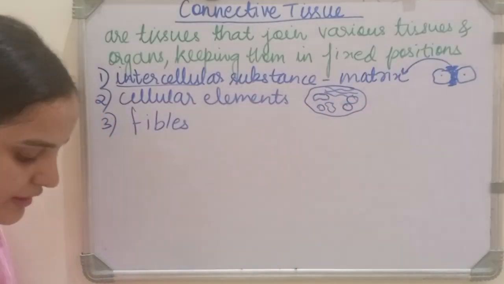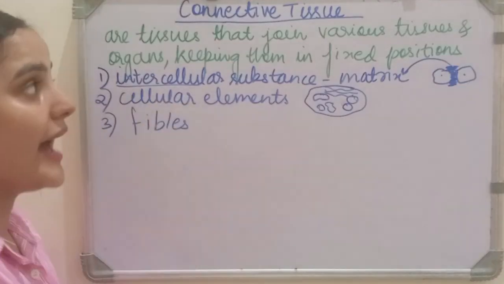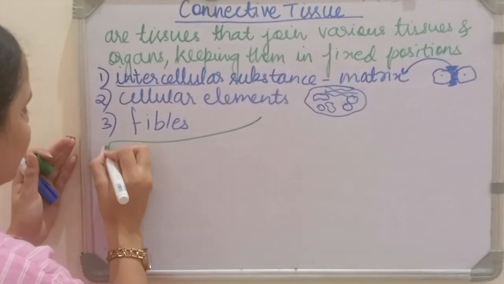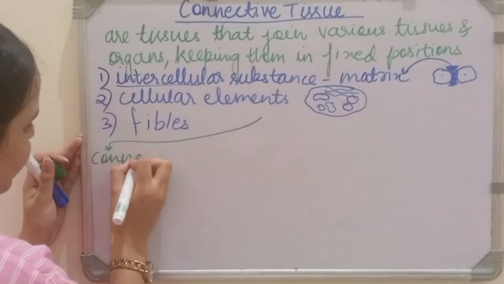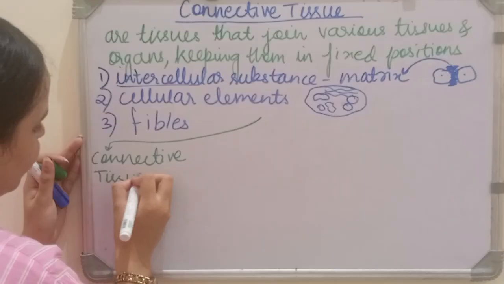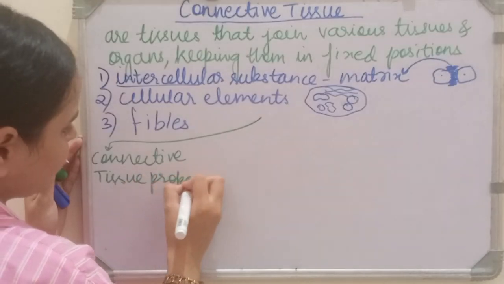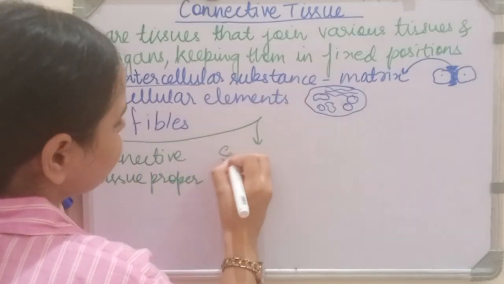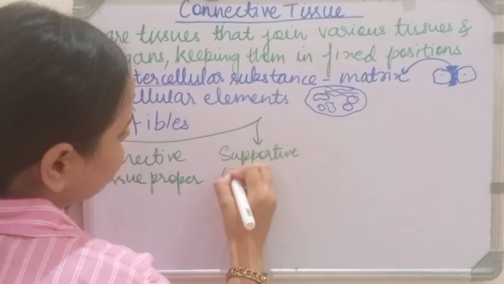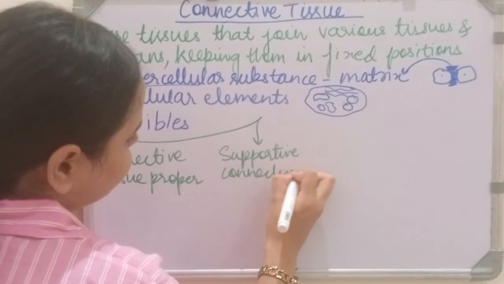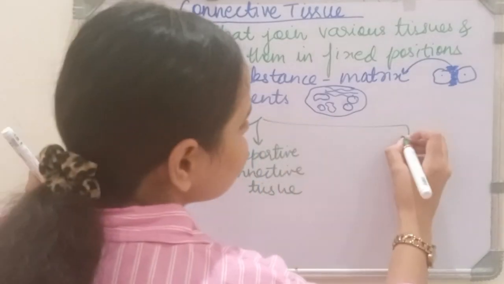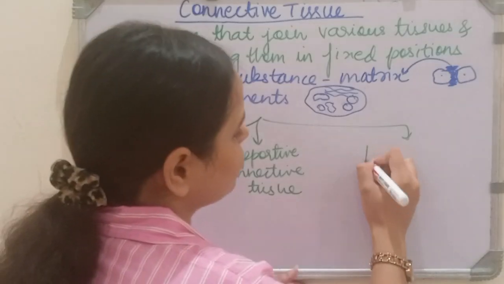Okay, so now let's see the three kinds of connective tissue that are present. So one is connective tissue proper. Next is supportive connective tissue. And the last is fluid connective tissue.